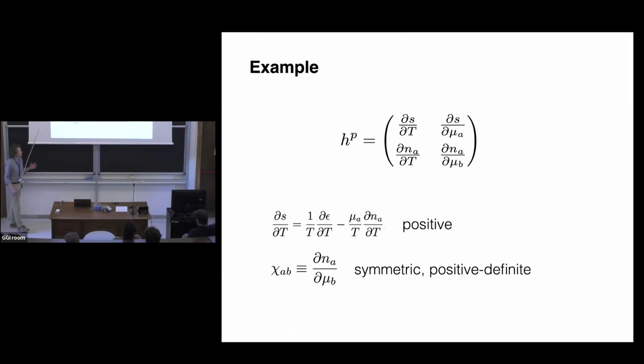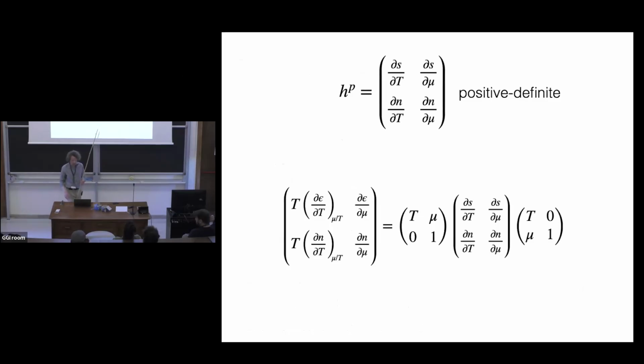Now, in the language of thermodynamics, this looks okay. This is natural. But in the language of field theory, it is something less familiar. The matrix that is more familiar from the field theory point of view is this matrix, which is related to this Hessian of pressure by this congruence transformation.